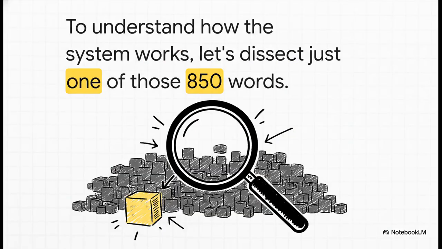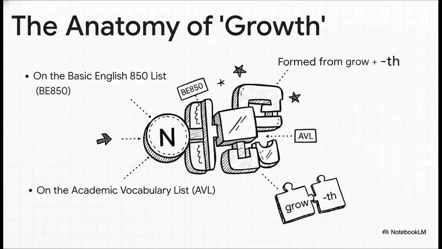Okay, so to really get the genius behind this, we've got to see it in action, right? We're going to put just one of those 850 words under the microscope, and the word we're going to look at is growth. And this is where you start to see the hidden machinery behind it all. According to the Simple English Wiktionary, growth isn't just a random choice. Of course, it's on that core list, the BE 850. It's also on something called the Academic Vocabulary List, which means it's a keyword for more serious discussions.